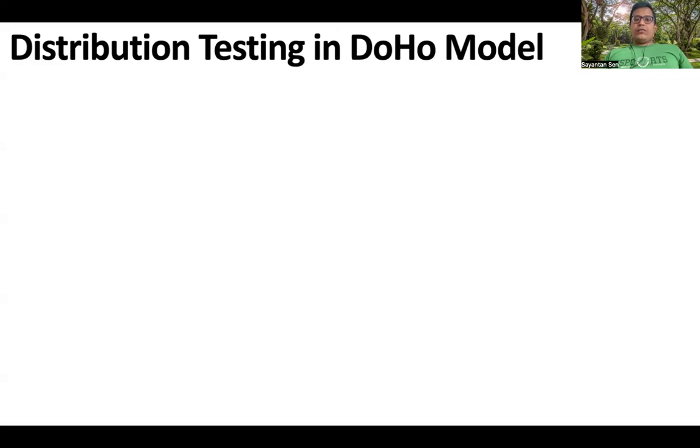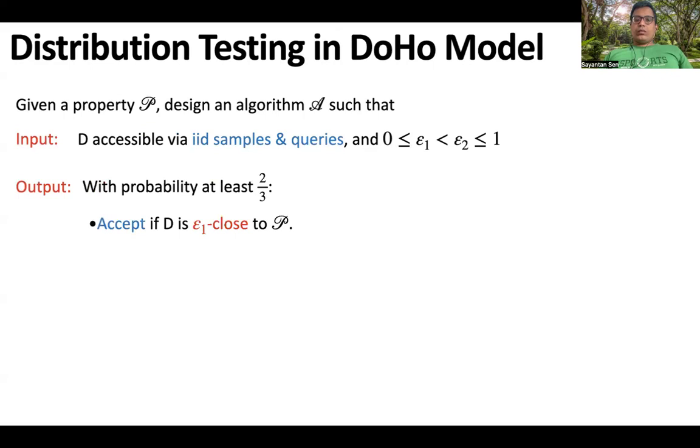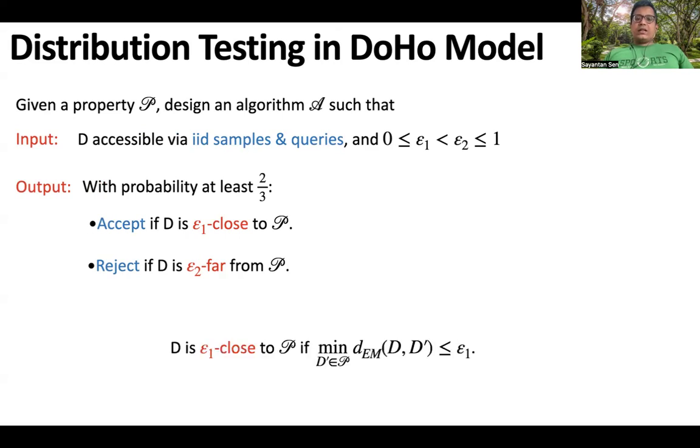Just to formally define distribution testing in the huge object model, similar as before, we have a property P of interest, and we want to design an algorithm that, given sample and query access to the unknown distribution D, will output accept with probability at least 2/3 if D is close to the property and reject if D is far from the property. But interestingly, unlike the previous case, here the notion of closeness is no longer in terms of the L1 distance. We'll use earth mover's distance to define the distance measure between the distribution and the property.